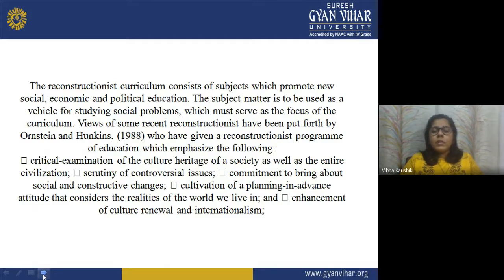Views of some reconstructionists have been put forth by Ornstein and Hunkins in 1988, who have given a reconstructed program of education which emphasized the following. This program emphasized the following points: critical examination of the cultural heritage of a society as well as the entire civilization, means a critical view should be there.